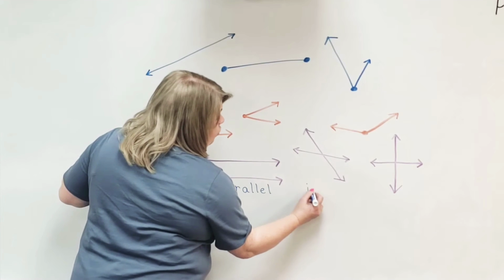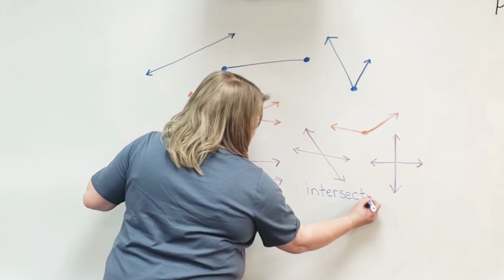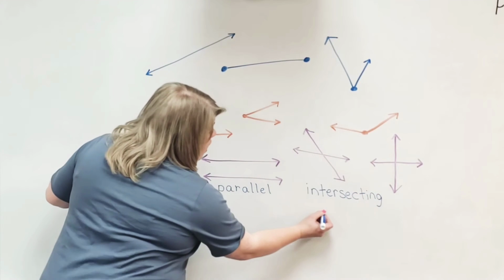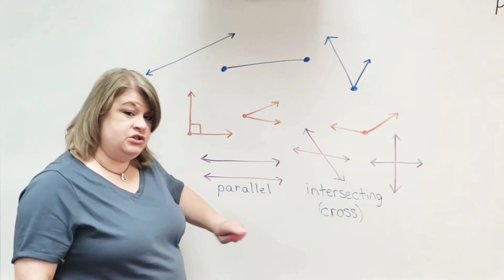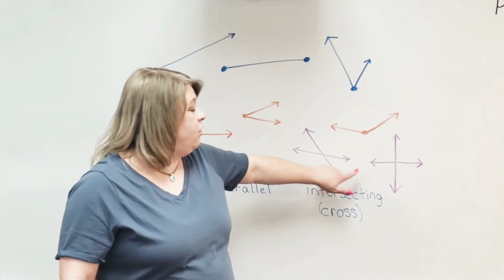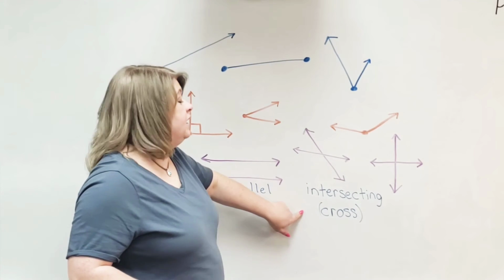We call lines that cross each other intersecting lines. If they cross, they are intersecting. They can cross in any direction. They can cross here, or they can cross like across. It's still an intersecting line.